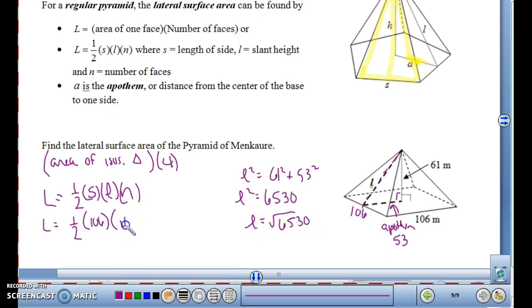So that's going to be l, and then multiply it by the height, which would be 61, or 4, I'm sorry, times the number of sides, that would be 4. Okay, when you multiply all this together, you get approximately 17131.4 square meters. So that would be the 4 triangles that make that up. All right, so those are the surface area formulas and the volume formulas for a pyramid and a cone.